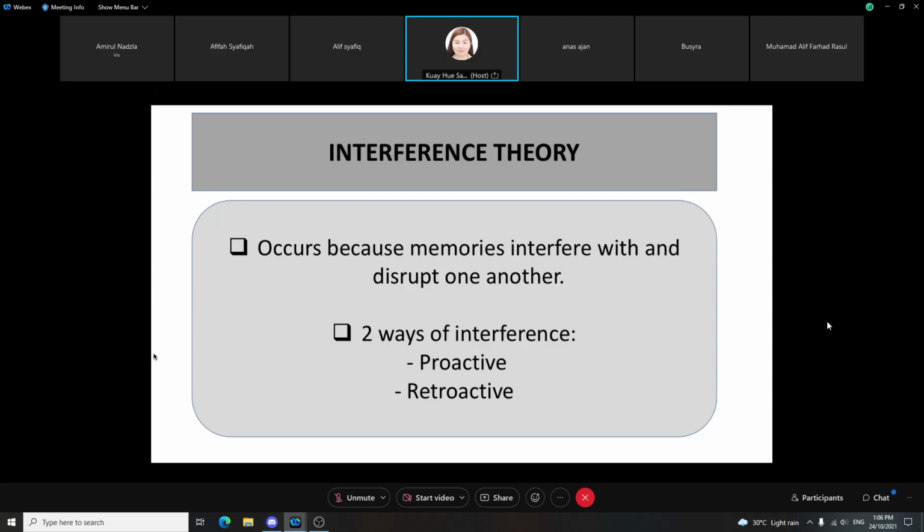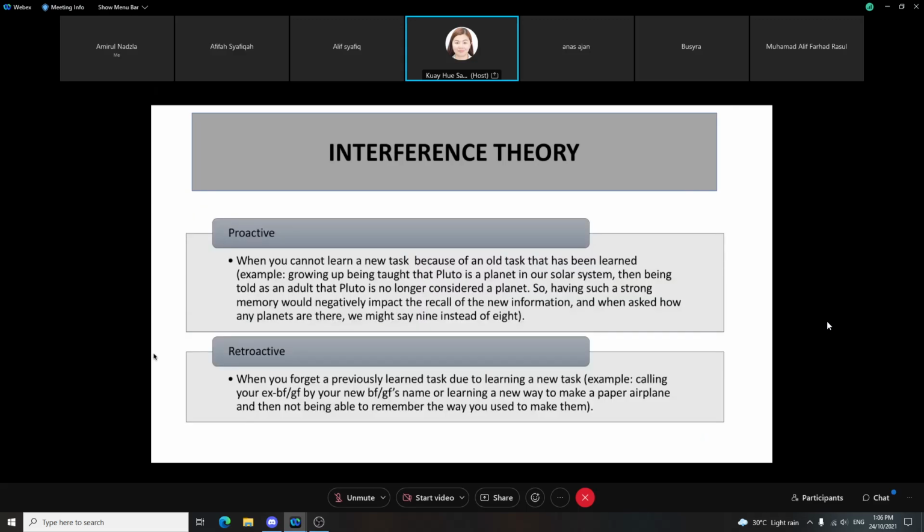There are two kinds of interference, proactive and retroactive. Proactive is when you cannot learn a new task because of an old task that has been learned. For instance, remember when you were in school, we were taught that Pluto is a planet in our solar system. Then you were told as an adult, when you were in college or whatever it is, that Pluto is no longer considered a planet, but they call it a dwarf planet instead. So having such a strong memory will negatively impact the recall of the new information. And when asked how many planets there are, we might still say 9 planets instead of 8, because we still include Pluto in the planets, right?